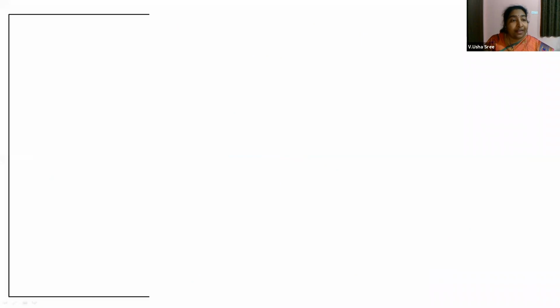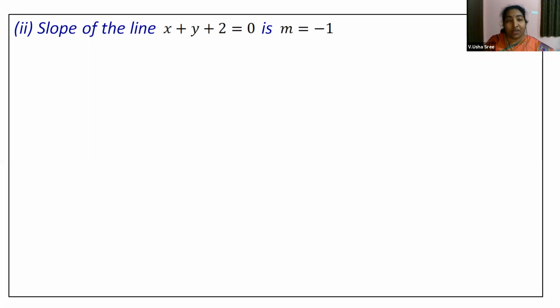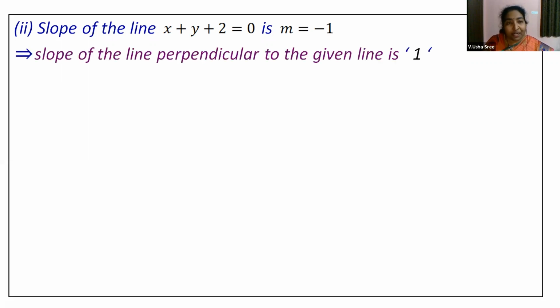Then the next case we need to go with is the slope of the line x plus y plus 2 equal to 0, which is m is equal to minus 1. Slope is minus 1. Then the slope of the line which is perpendicular to this should be what? It should be equal to 1. Minus 1 by 1, it should be equal to 1, isn't it? Now, the slope of the line which is perpendicular to the above line will be equal to 1.